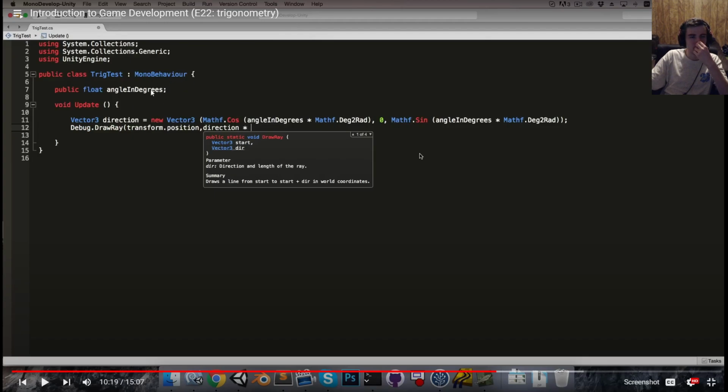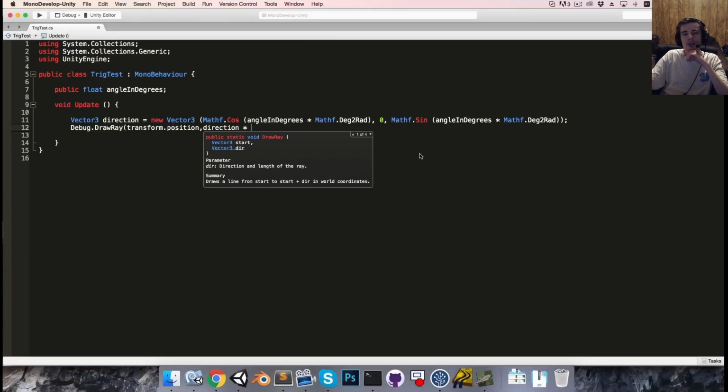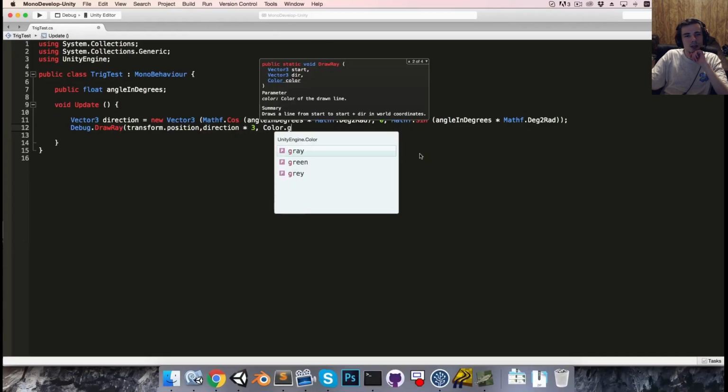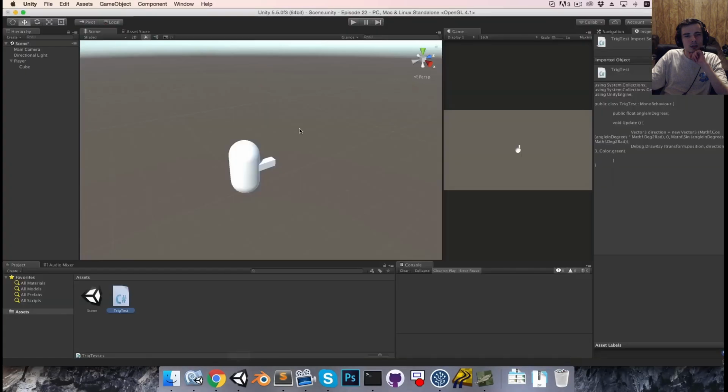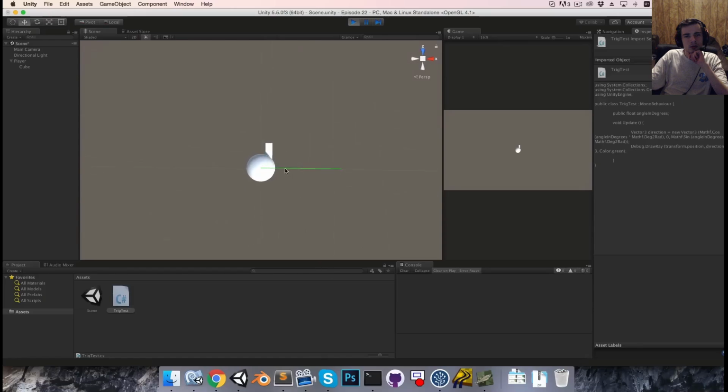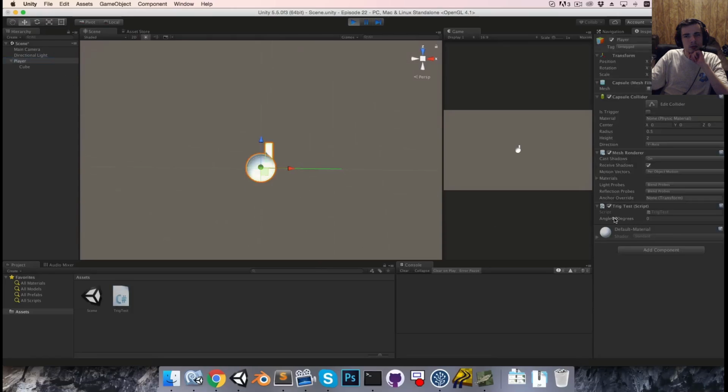Distance, say 3, and then let's give it a color, maybe Color.green. All right, let's try that out. So I'll press play, and you can see the green line sticks out to the right along the x-axis, and as we increase the angle, it goes around anti-clockwise.